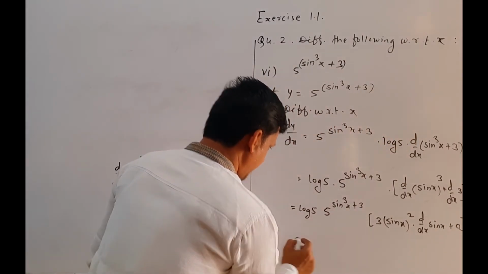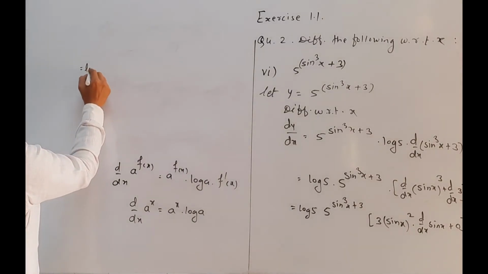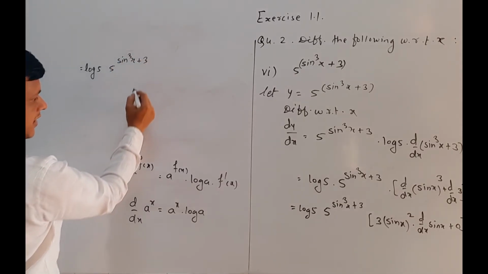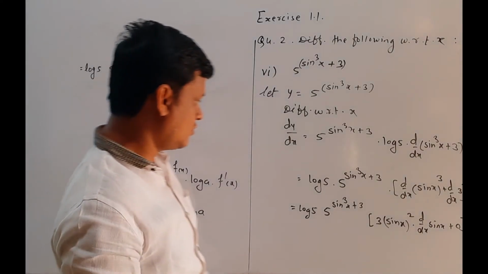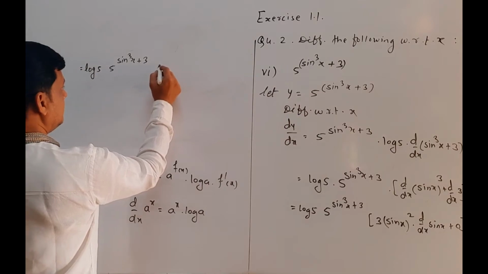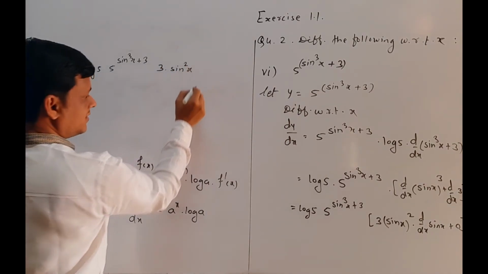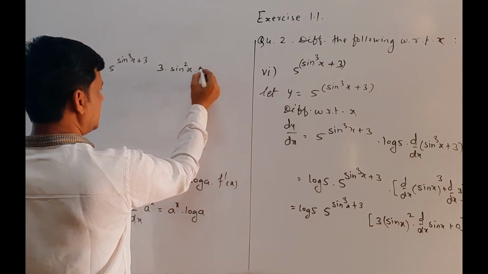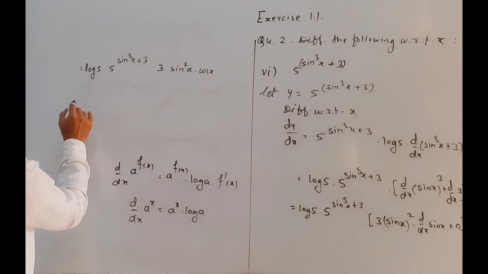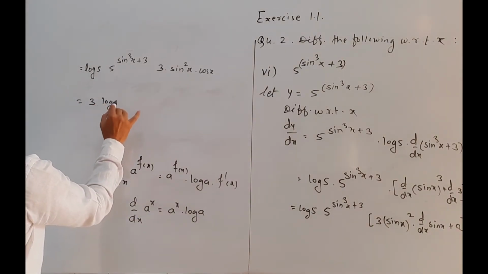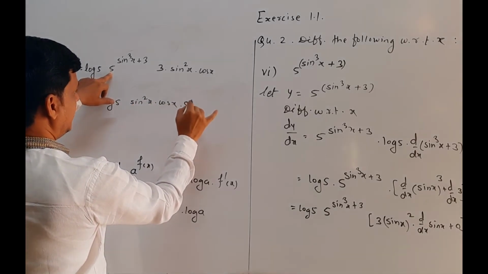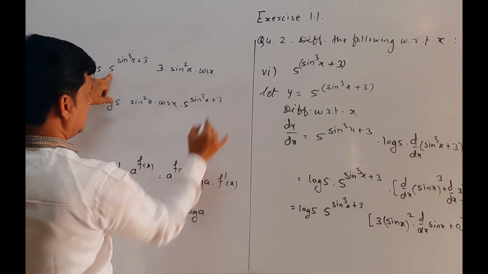So we write here the final answer as log 5 raised to the power sin cube x plus 3 in bracket. So we write here 3 into sin square x, and the derivative of sin x is cos x, so into cos x plus 0. So we write this as 3 log 5 into sin square x into cos x into 5 raised to the power sin cube x plus 3.